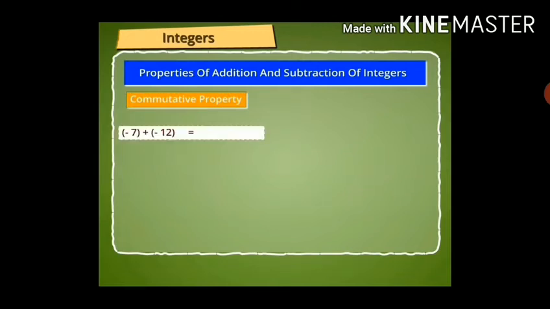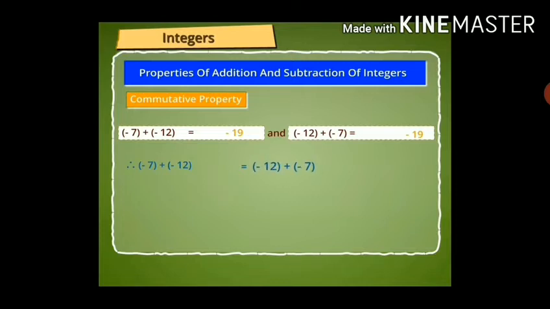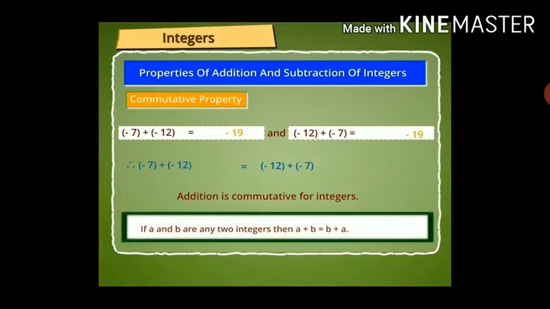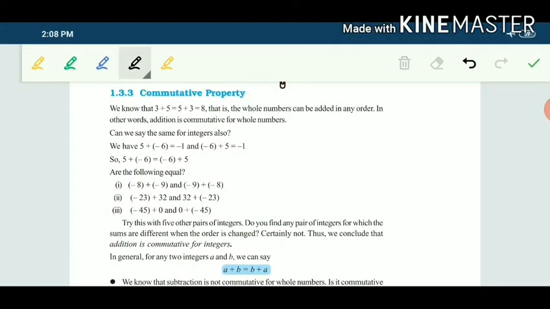-7 + (-12) is equal to -19. Similarly, -12 + (-7) is equal to -19. First -7 in the first place, in second -12 in the first place. In both cases answer is same, so addition is commutative for integers. If a and b are any two integers, then a + b is always equal to b + a. We can conclude that addition is commutative for integers. a + b is always equal to b + a.